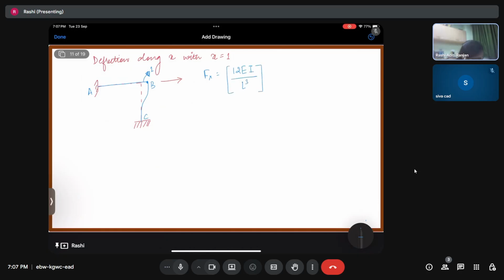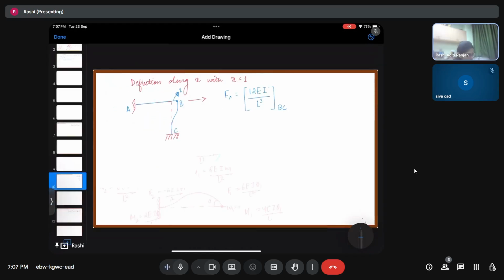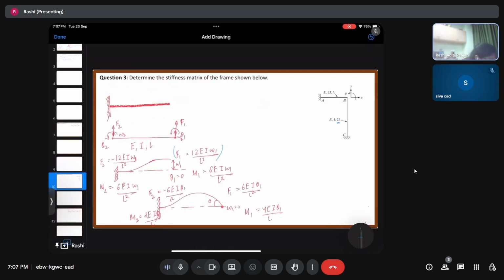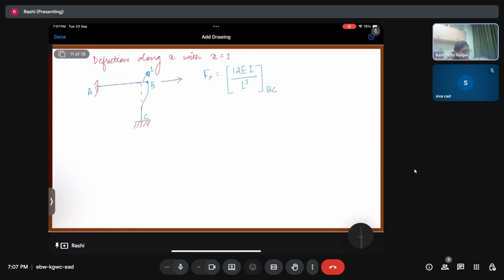This is for BC. Now for BC, we have 2L, the length is twice. So in the denominator we are going to have 8 and then we can cancel out the terms. Effectively it is going to be 3 EI by twice of L cube. This is the force contribution in the x direction. Now coming on to y, for the y we do not have any lateral displacement, nor any angular displacement. So this is going to be 0.